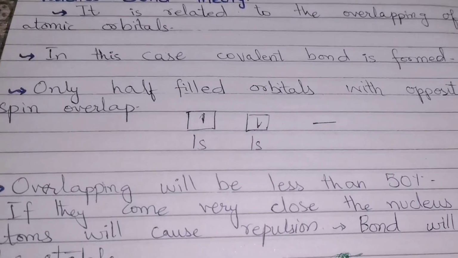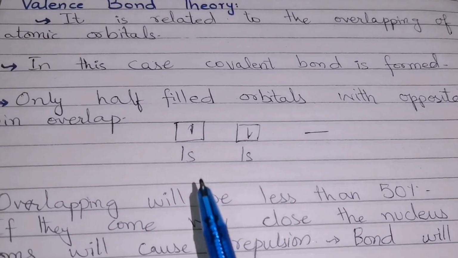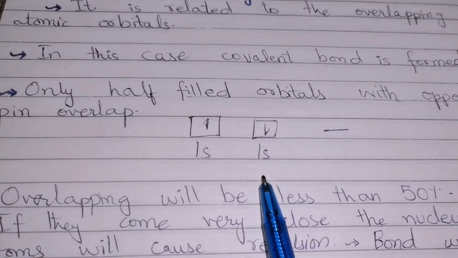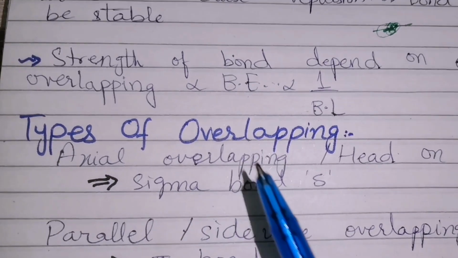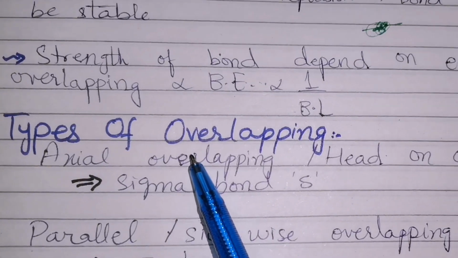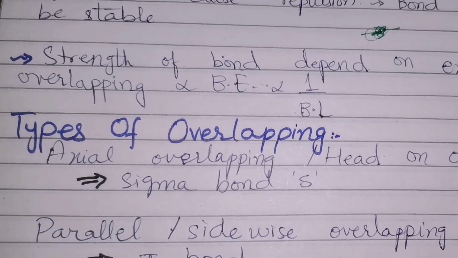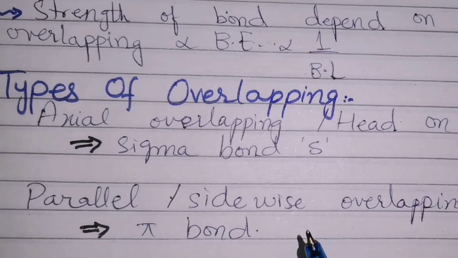So, from the valence bond theory, we came to know that how a bond is formed. It is formed by the overlapping of the half-filled atomic orbitals, and there are two types of overlappings, that is axial overlapping and sidewise overlapping. Sigma bond is formed as a result of axial overlapping and pi bond is formed as a result of sidewise overlapping. I hope you all understood the examples.